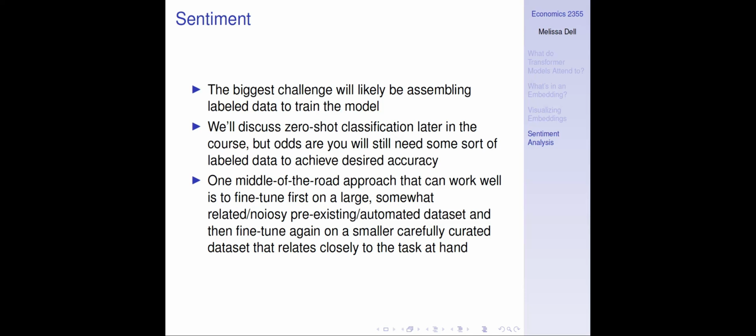We'll talk later in the course about zero-shot classification, but odds are you're still going to need some sort of labeled data to achieve desired accuracy. You can't usually do everything in an unsupervised approach and get the accuracy you want. One middle of the road approach that can work well for this sort of task is to fine tune on a large and somewhat related or noisier pre-existing data set, and then fine tune on a smaller data set that's been more carefully curated. It's smaller because it was more expensive to collect.